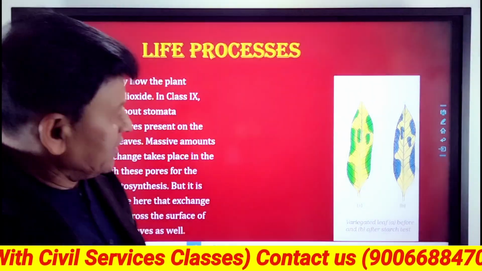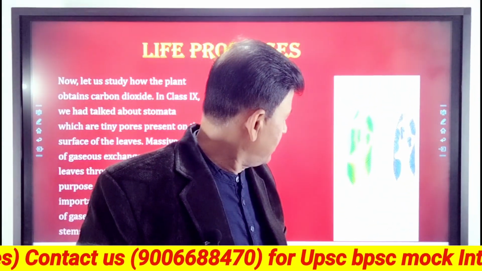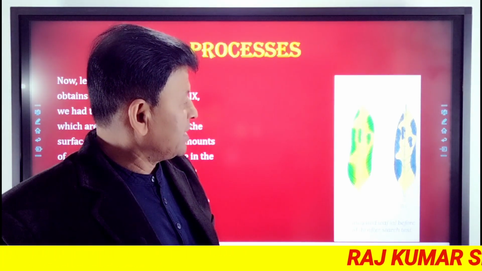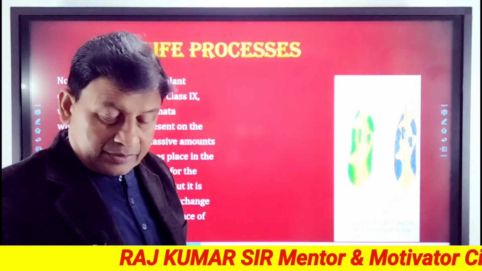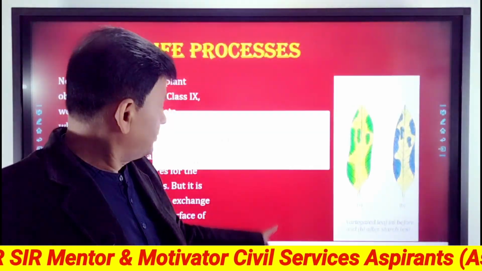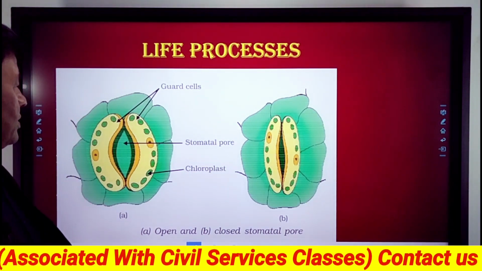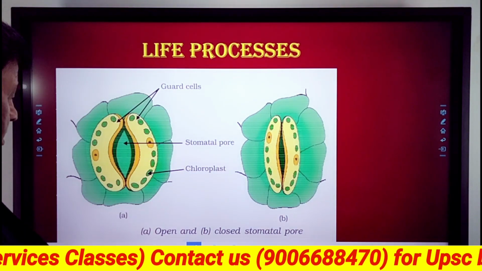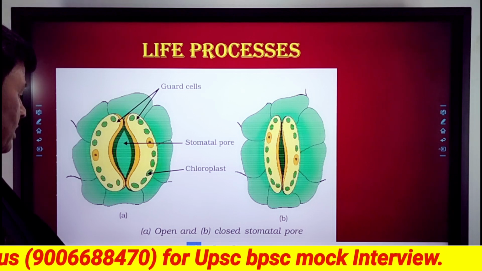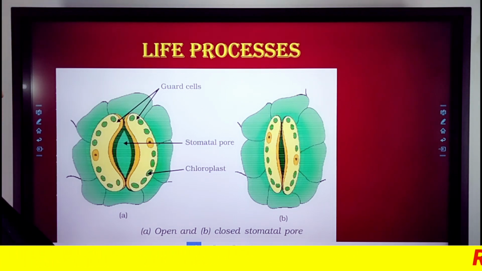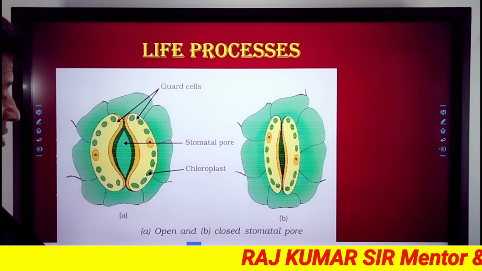Now you can see this one also, variegated leaf before and after starch test. Here is another photo, you can see it. देख लें आप, गार्ड सेल, स्टोमेटल पोर, क्लोरोप्लास्ट.